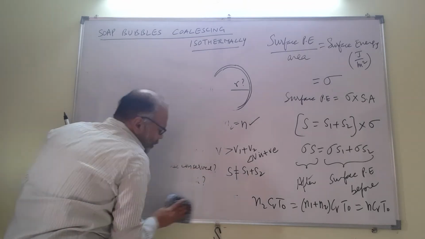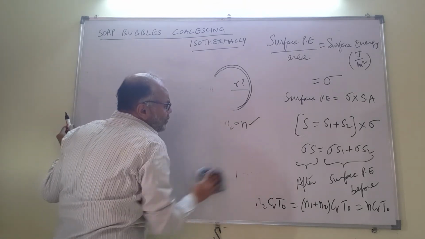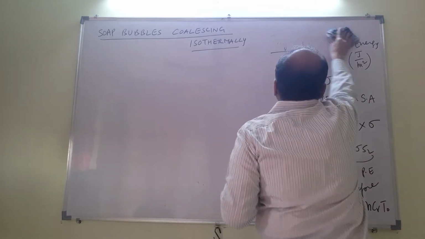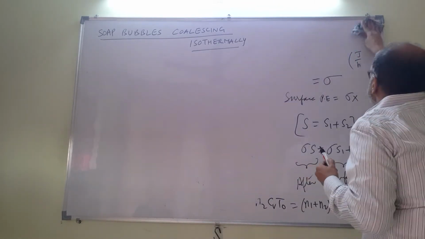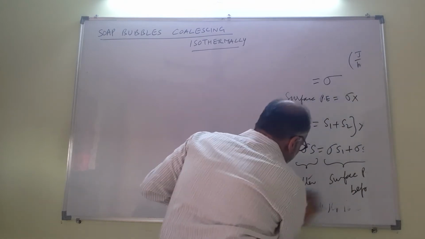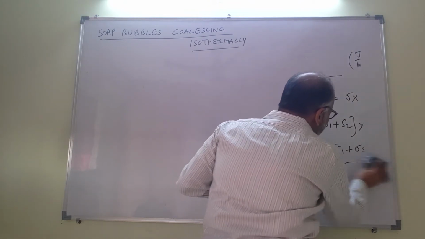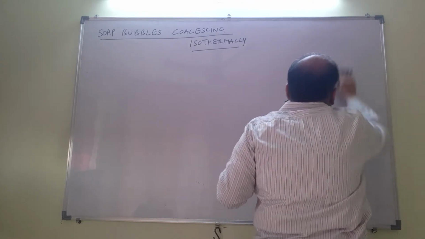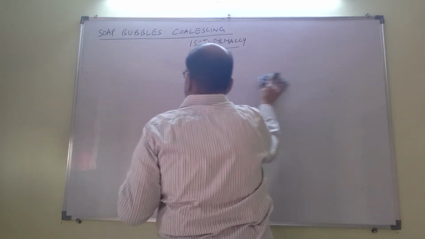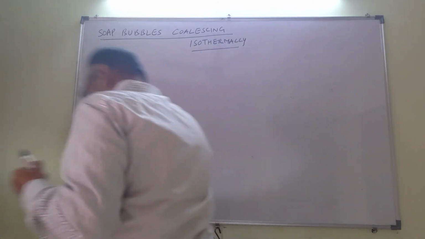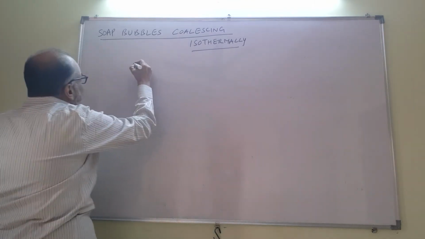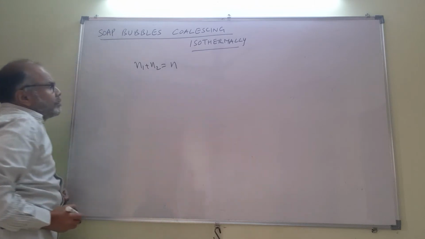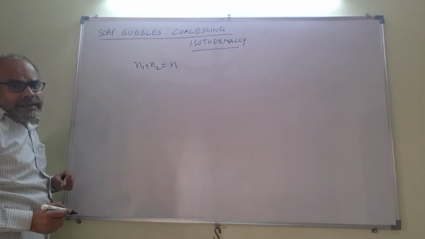First of all, we will take the basic conservation of the number of moles. So I can say N1 plus N2 is equal to N. Now I'll use the ideal gas equation.